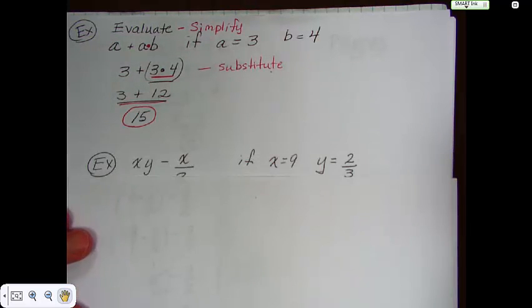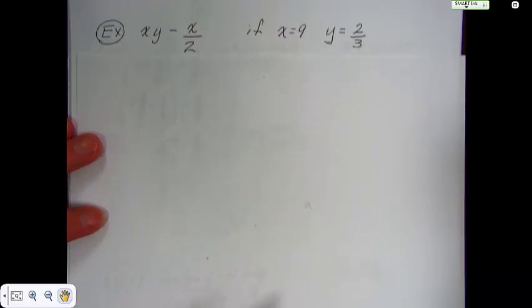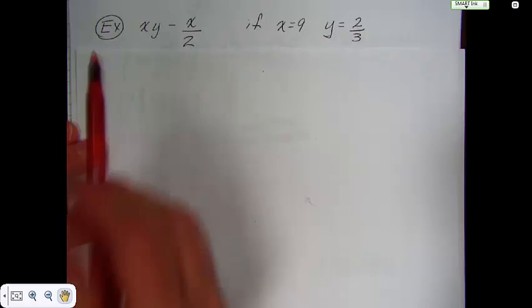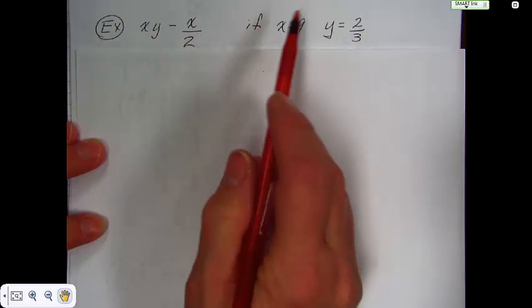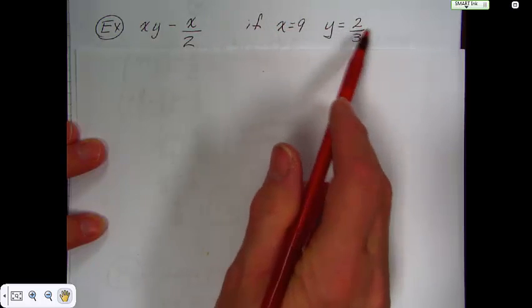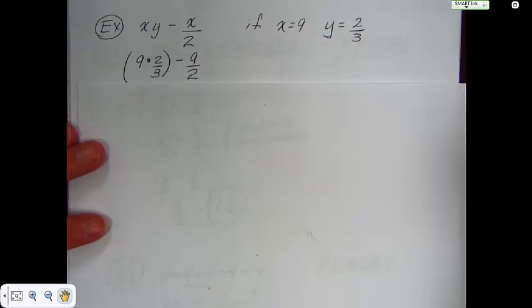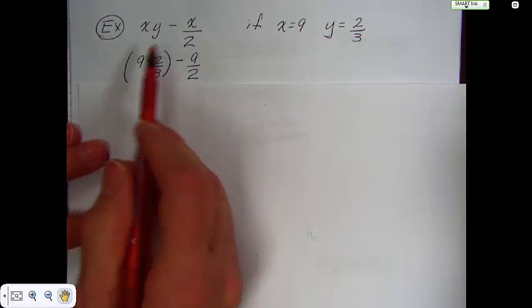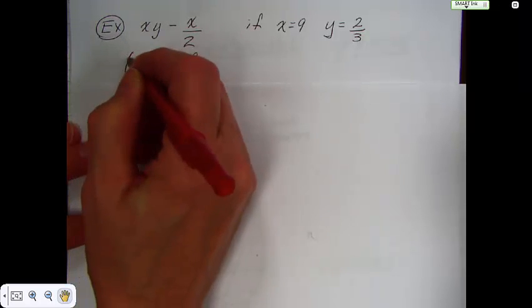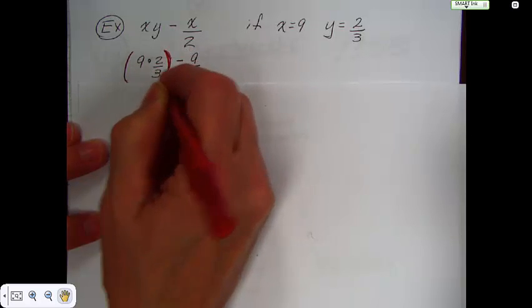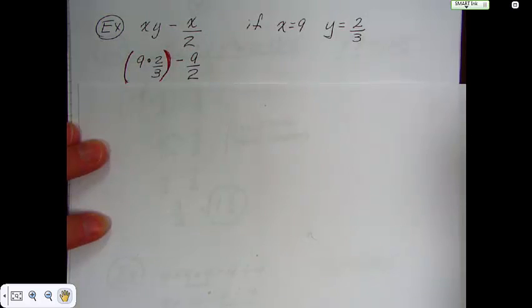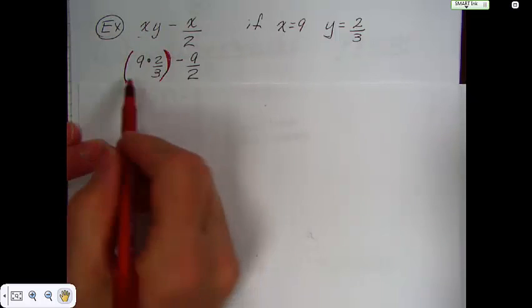Okay? Here's another one. Looks really difficult, but it isn't as difficult as it looks. Evaluate or simplify xy, that's x times y, minus x divided by 2, if x equals 9 and y equals 2/3. Looks scary, but it isn't. Okay? This says 9 times 2/3. Now, I put it in parentheses because I wanted to remember that I needed to do those 2 together. Okay, just kind of help me remember. It wasn't in the original problem, so I put the parentheses in.